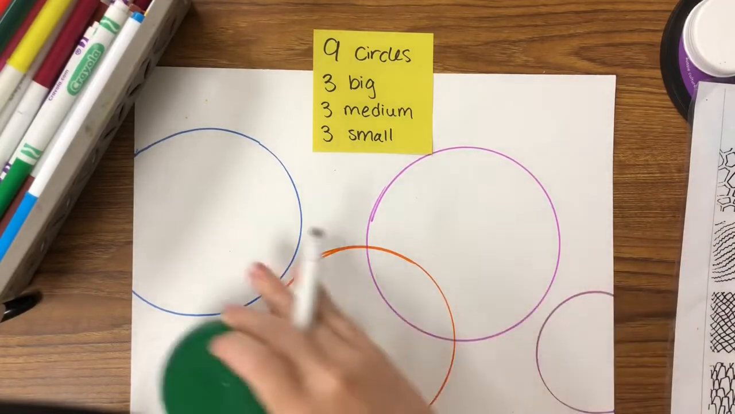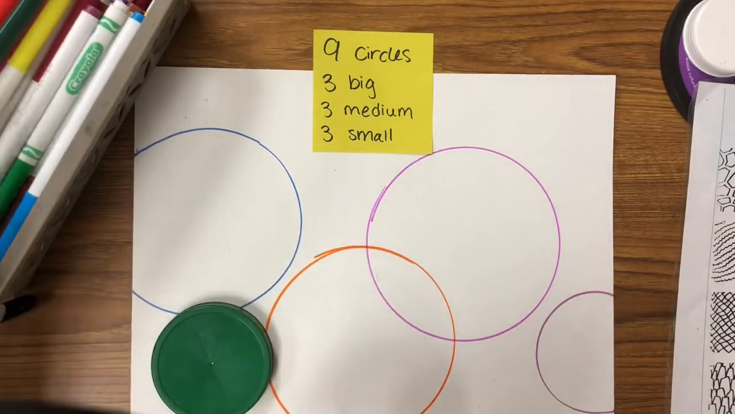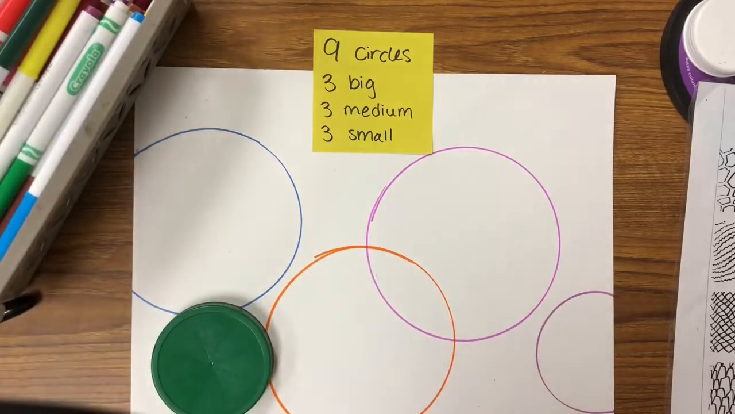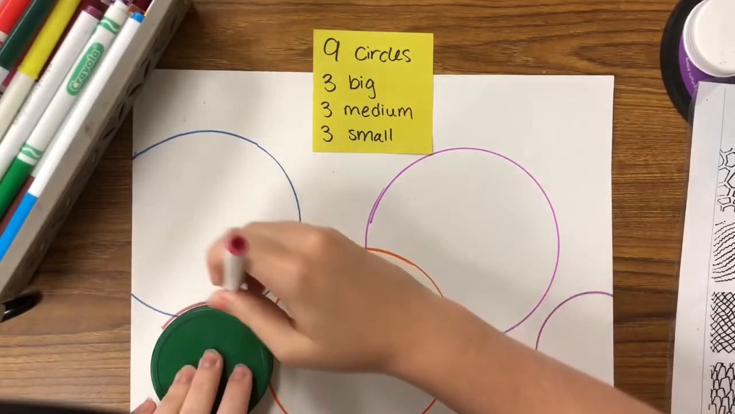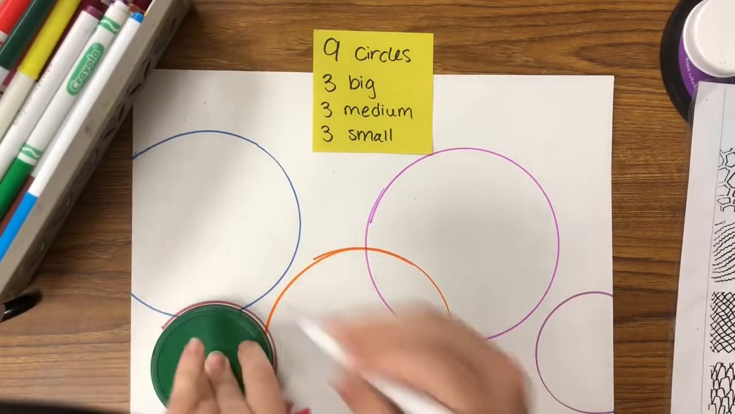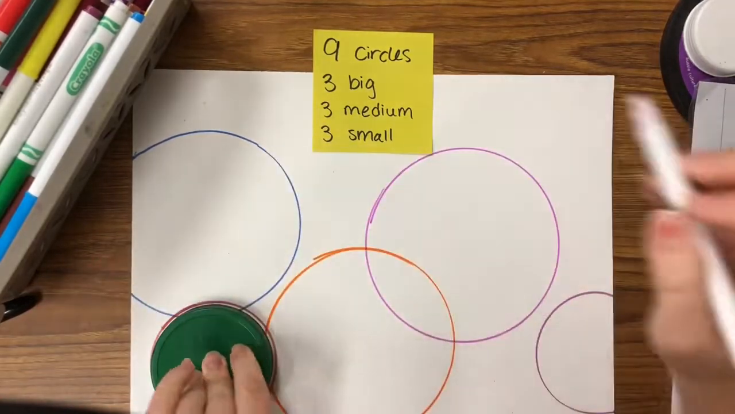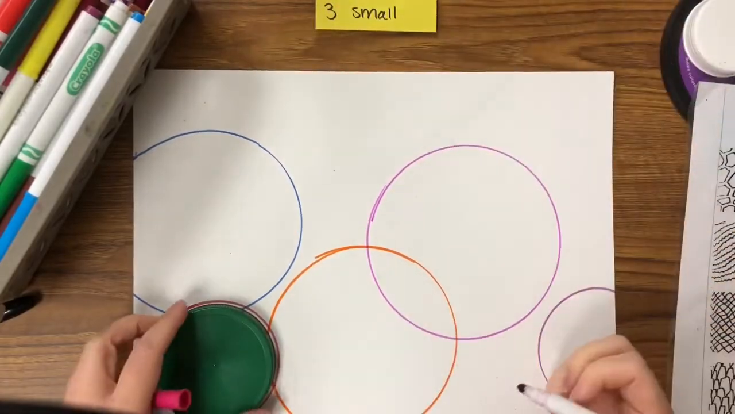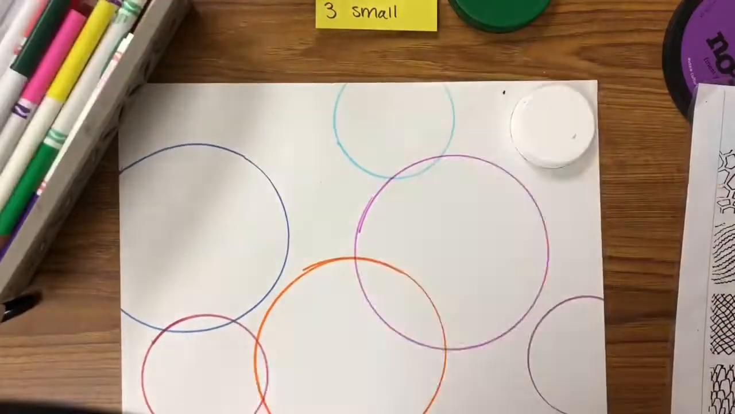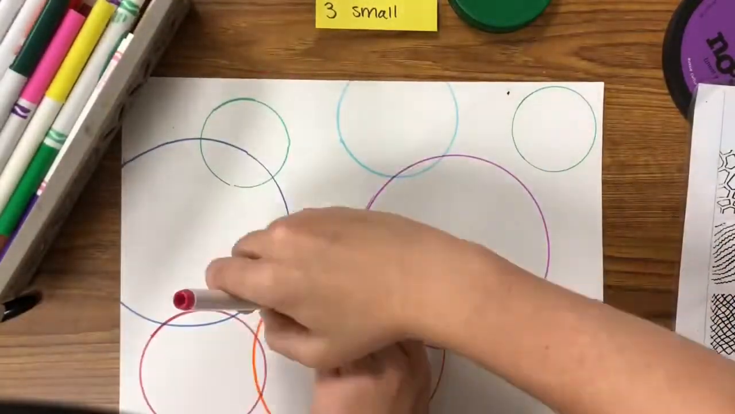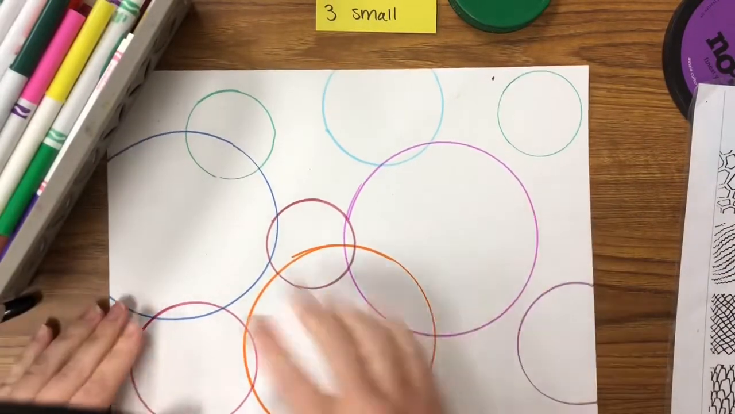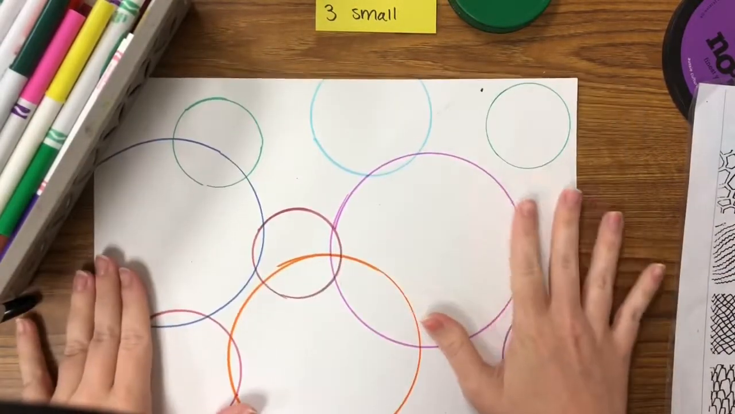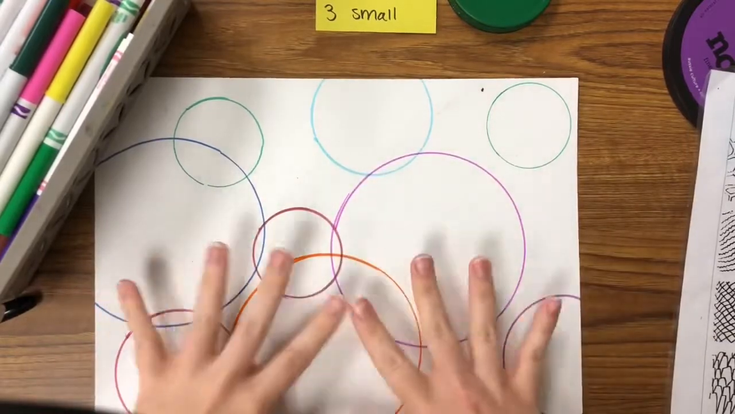Okay, so I just hold it down and trace, and I can switch, get different colors. Gonna hold it in the center and trace around. I'm gonna go ahead and trace all these circles on here. Okay, so now I've got a variety of different size circles all over my paper.